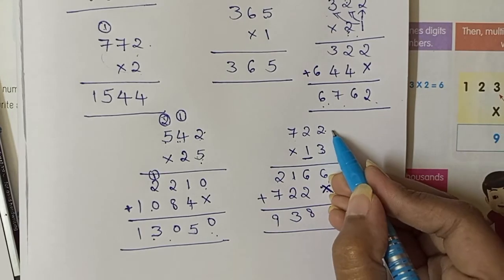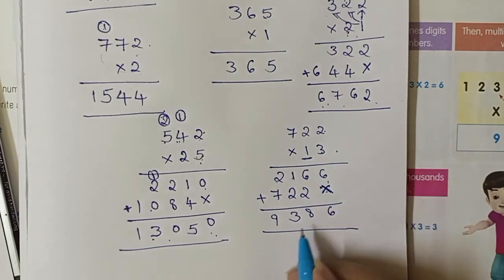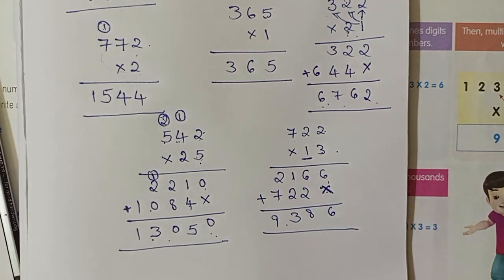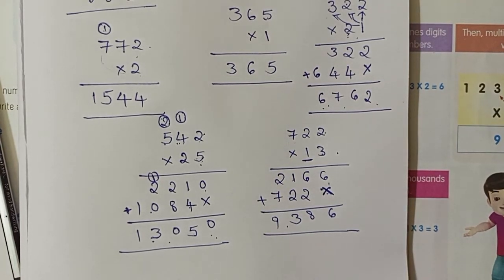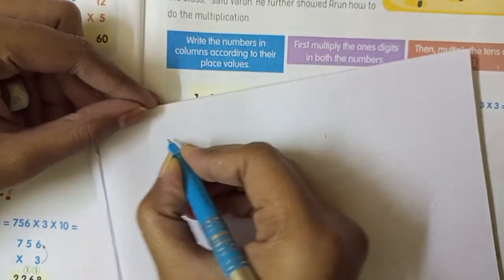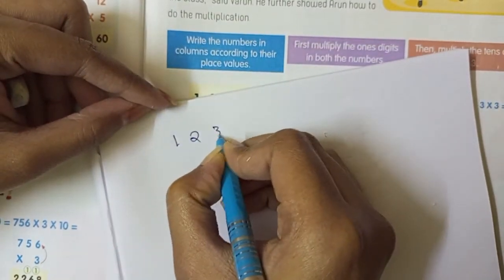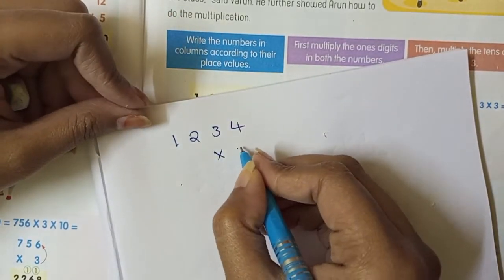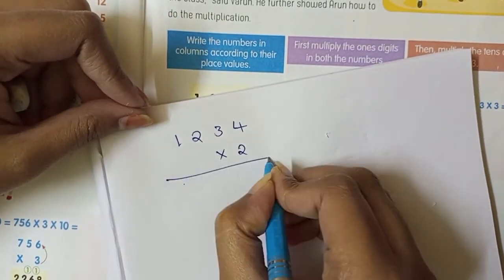So 722 into 13 is 9,386. All of you now see 4-digit number with single digit numbers. 4-digit number with single digit number multiplication.